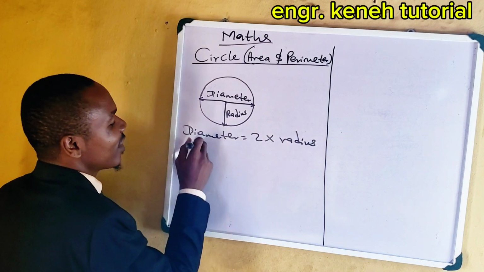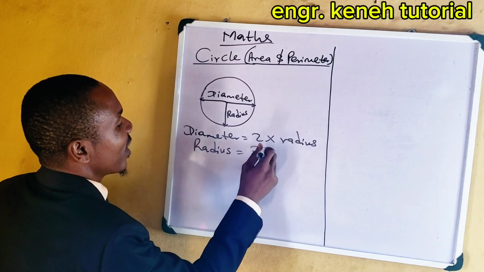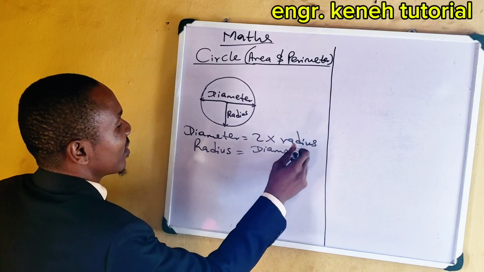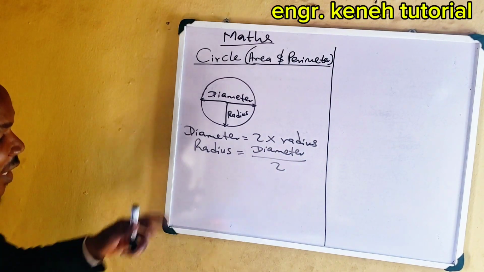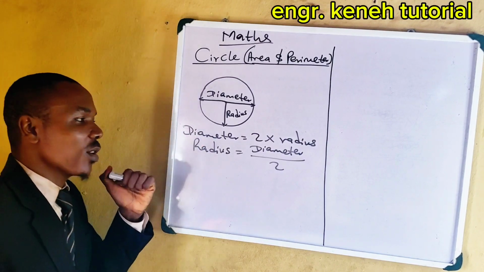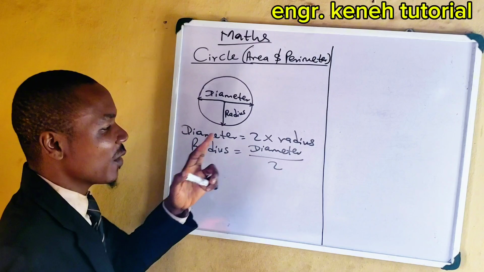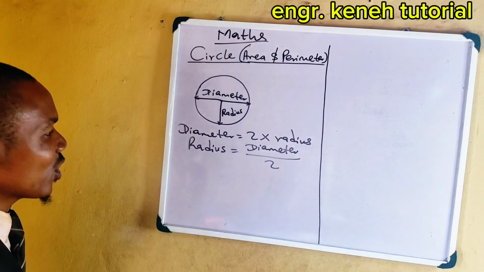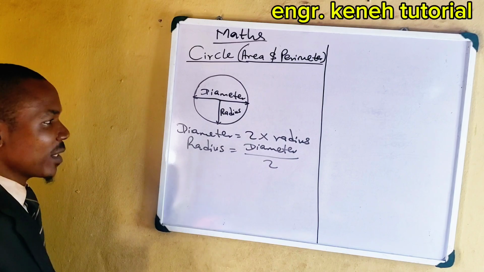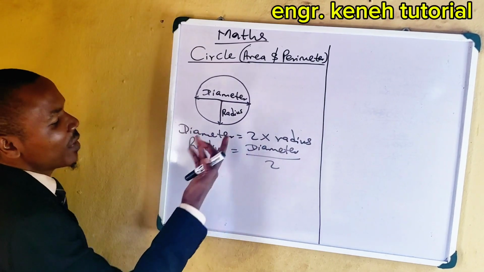And that means that radius is equals to diameter divided by 2. So that is the relationship. If you are given diameter, you are looking for radius, divide diameter by 2, you will get radius. If you are given radius, you are looking for diameter, multiply radius by what? By 2, you will get diameter. All right. So when you have something like this, you have diameter and what?